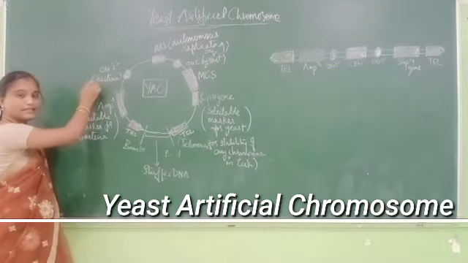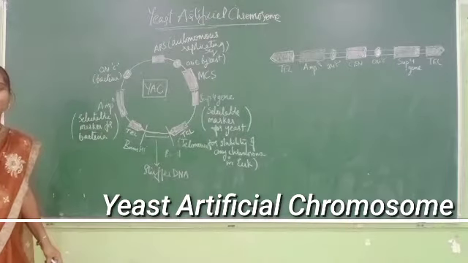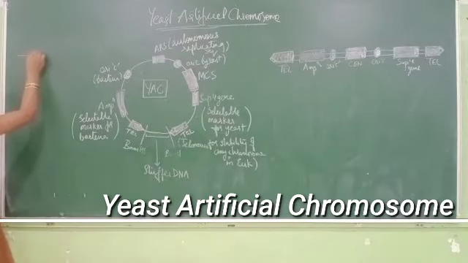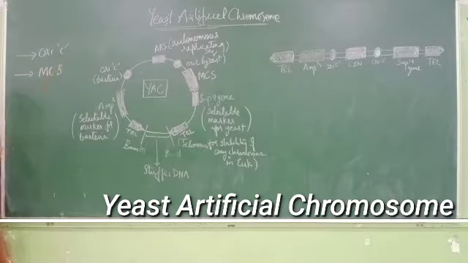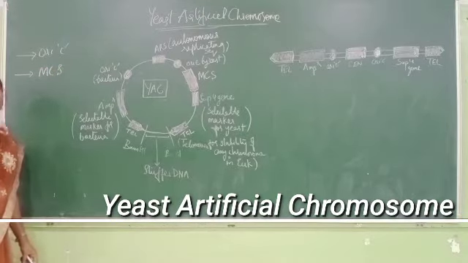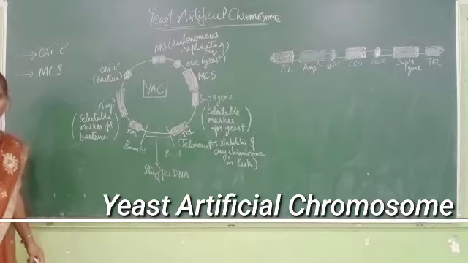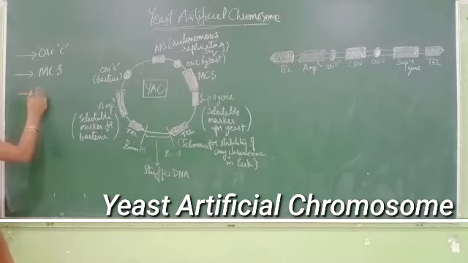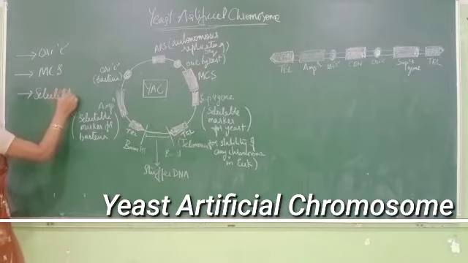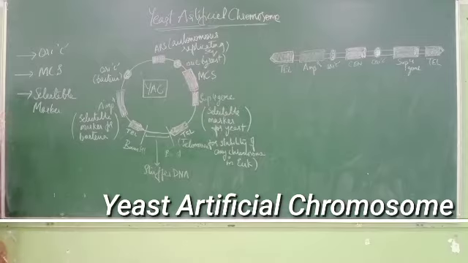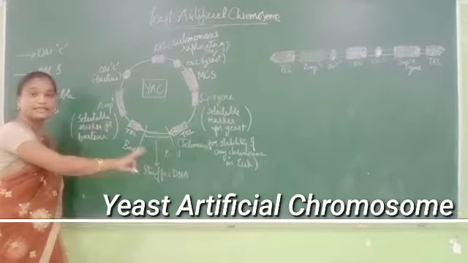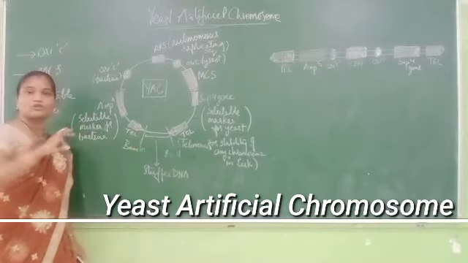This is the ORI site. Generally all vectors should possess three important properties: the ORI site for self-replication, multiple cloning sites to be easily targeted with different types of restriction endonucleases, and selectable markers, isn't it? These are the three important factors that a good, ideal vector should possess, and all three should be obeyed by this YAC also.